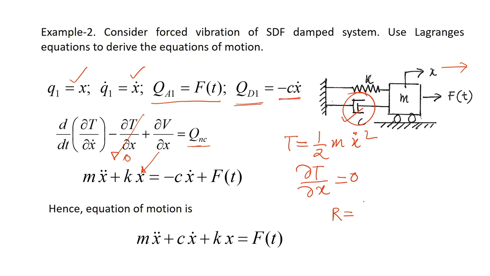So, if I write the Rayleigh's dissipation function, R is equal to half c x dot square, because only one coordinate is there. So, I have written half c x dot square. Now, when I take the derivative of Rayleigh's dissipation function with respect to the velocity, that is the derivative of the generalized coordinate, again we get c x dot. So, now the Lagrange's equation, if I write in another way, that means if I take this Rayleigh's dissipation function here, then we can write another term del R by del x dot, and here Q n c will consist only of F t, because c x dot that I have written here has been taken care of in this Rayleigh's dissipation function.